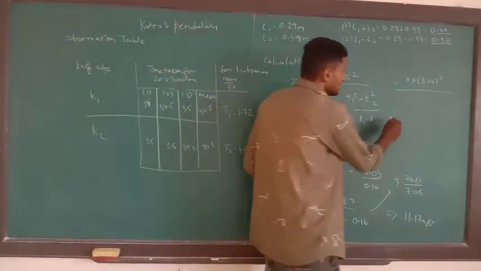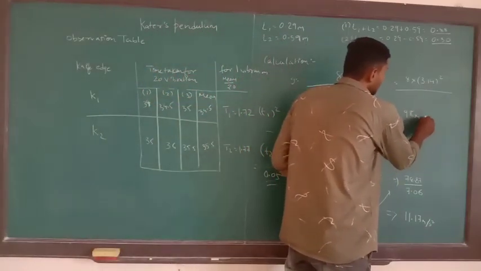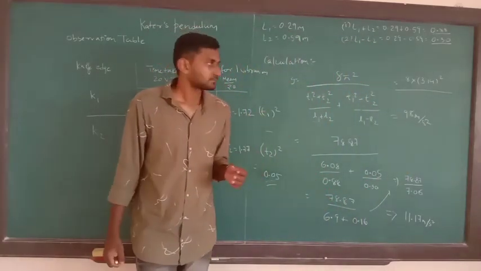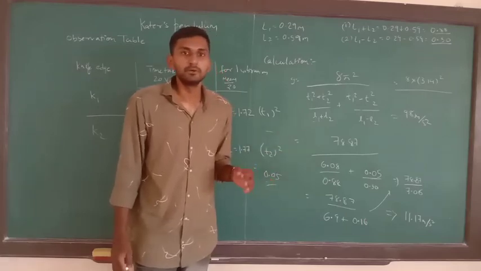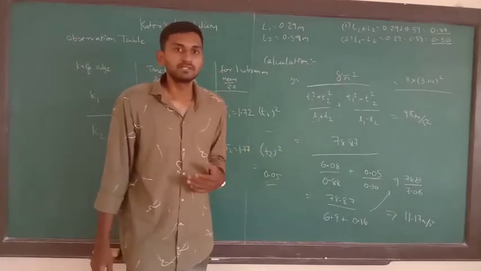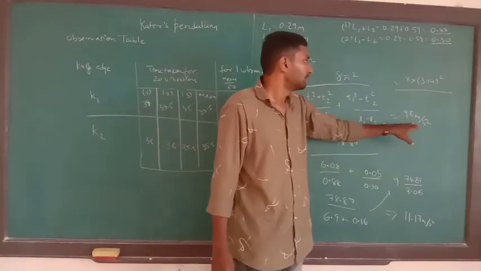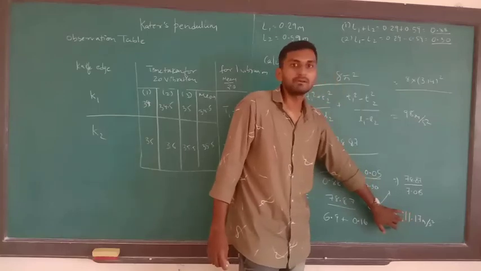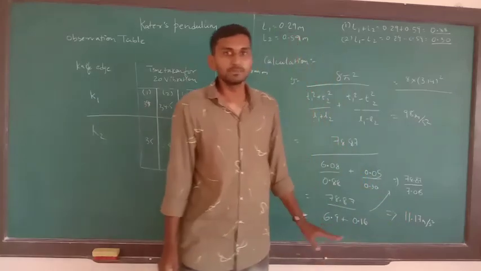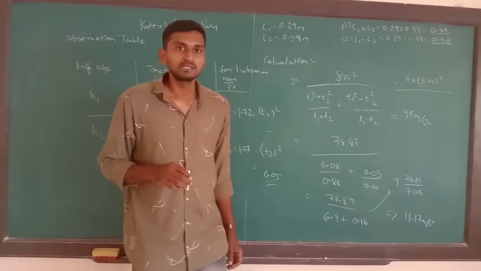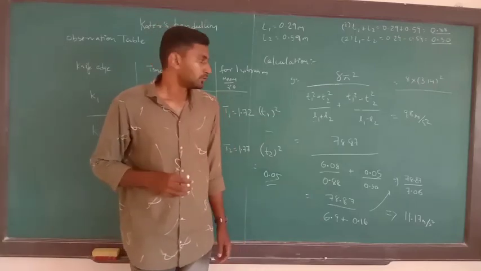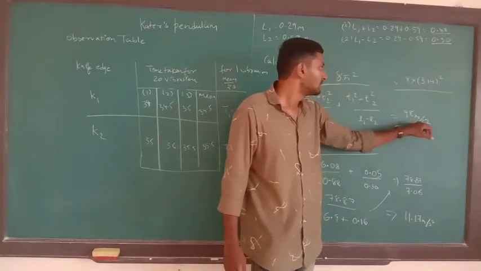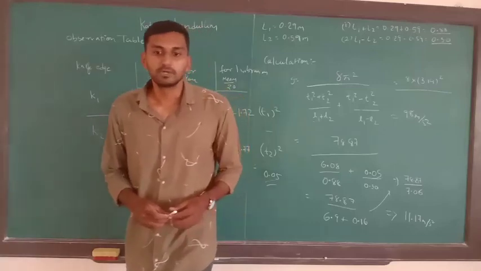11.17 meter square is nearly 9.8 meter per second square. 9.8 meter per second square is the average value of the acceleration due to gravity, which is nearly close to the 11.17 we obtained. So experimentally we have shown with Kater's pendulum that the value of acceleration due to gravity is 11.17, which is close to the 9.8 meter per second square.